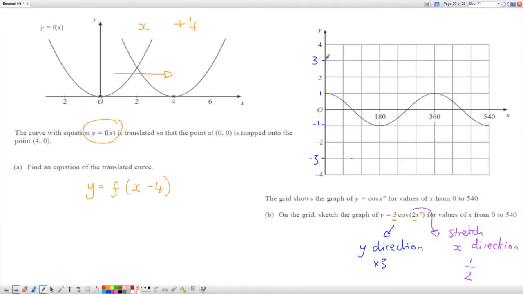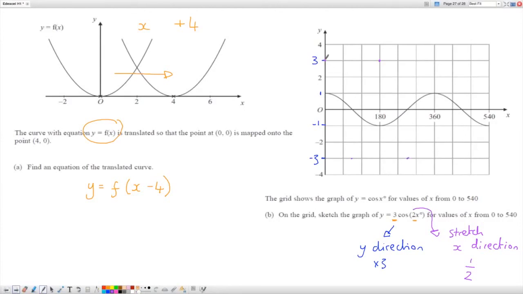Starting here, up at 3, so we're stretching up and then going half the distance down. Here we can see the peak at 360, half of that is going to be 180, so we're going to be coming all the way up to 180. We can see here we're just about to go down at 540, so we're going half of that, and then coming down at this point here.